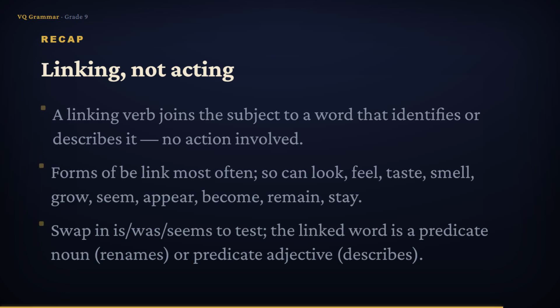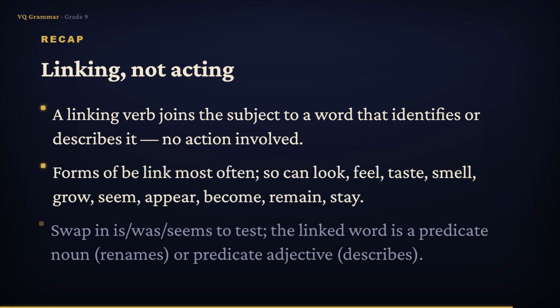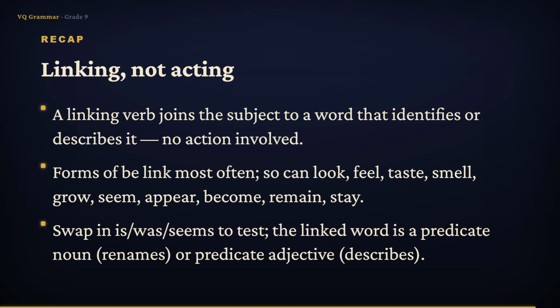Let's gather what we've learned. A linking verb doesn't act. It joins the subject to a word that identifies or describes it. The forms of be do this most often, but a whole family of sense and state verbs link too. Look, feel, taste, smell, grow, seem, appear, become, remain, and stay. And because many of them can also be action verbs, you have a test. Swap in is, was, or seems, and if the sentence still holds, the verb is linking. When it is, the word it points to is either a predicate noun that renames the subject or a predicate adjective that describes it.